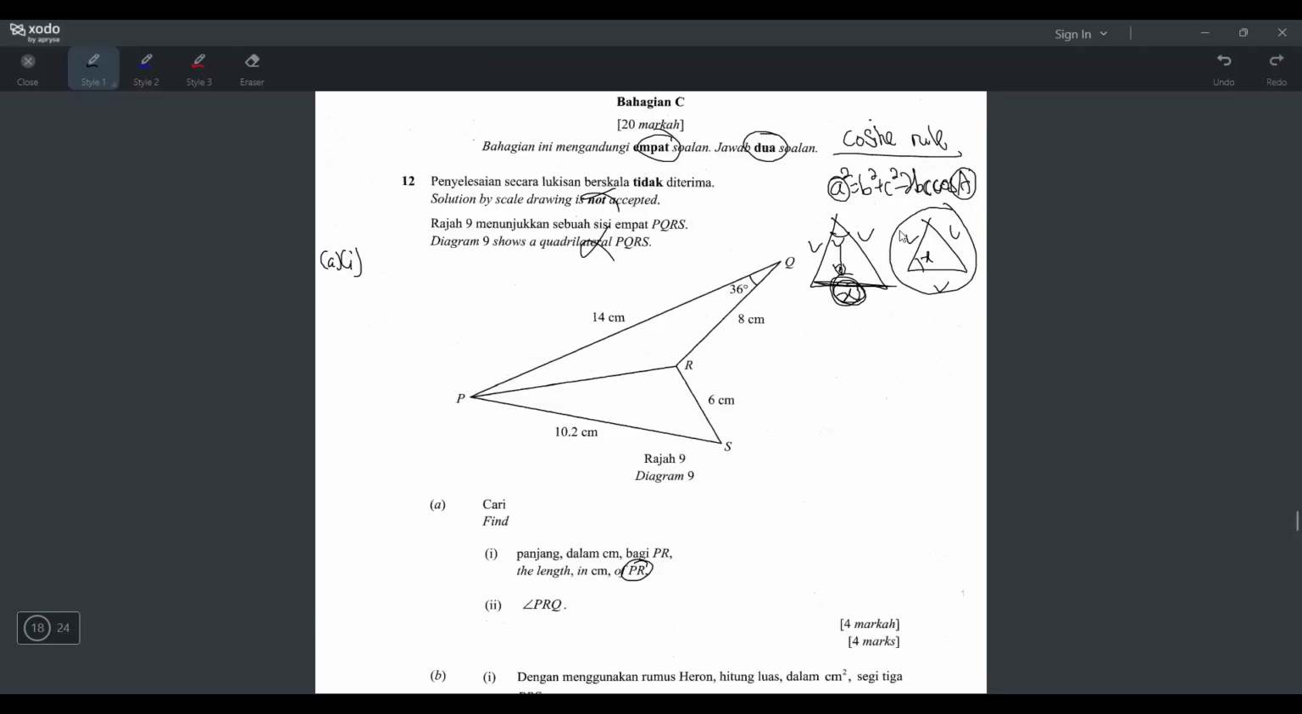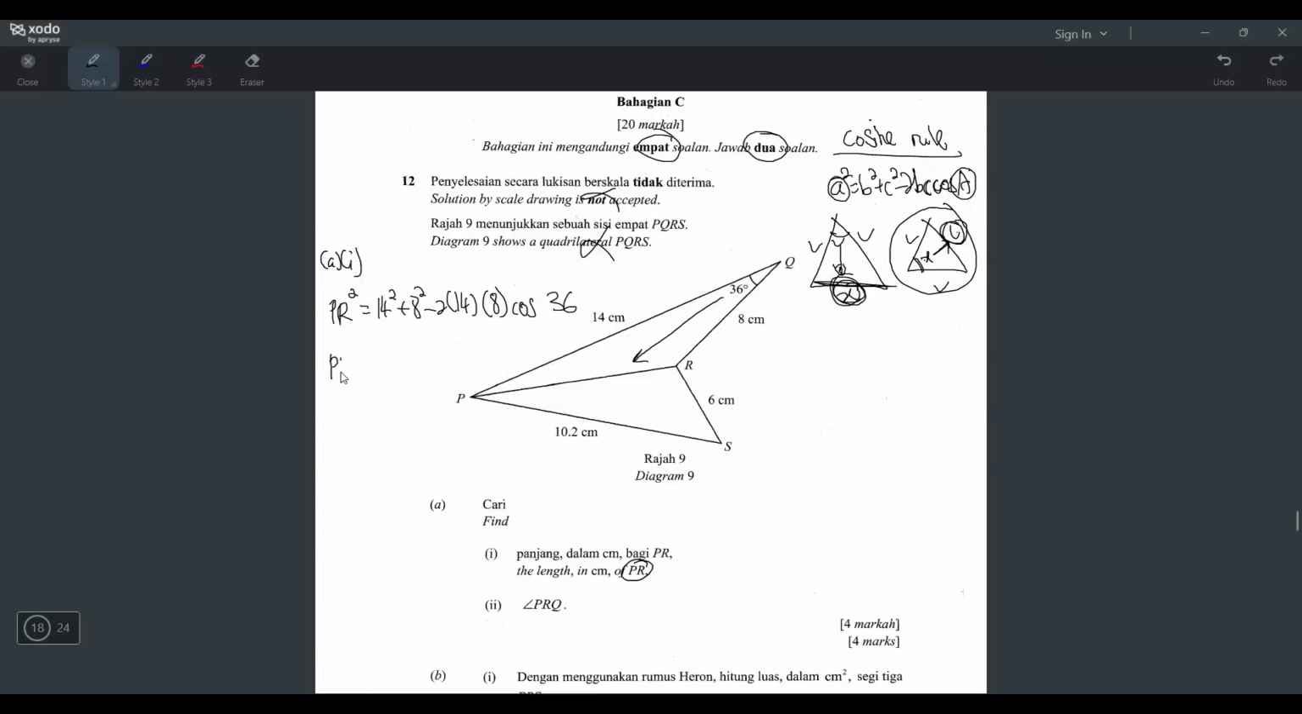Okay, what about for something like this? Kalau dia bagi tiga side, and if you want to find this angle, then the A will be the side yang opposite angle lah. So this is your A. But for this case, where is your angle? 36. So your A will be PR. So your formula will be PR square equals B square plus C square, which is the other two sides. So 14 square plus 8 square, minus 2 times 14 times 8 times cos A, which is cos 36. I'm just using the formula.